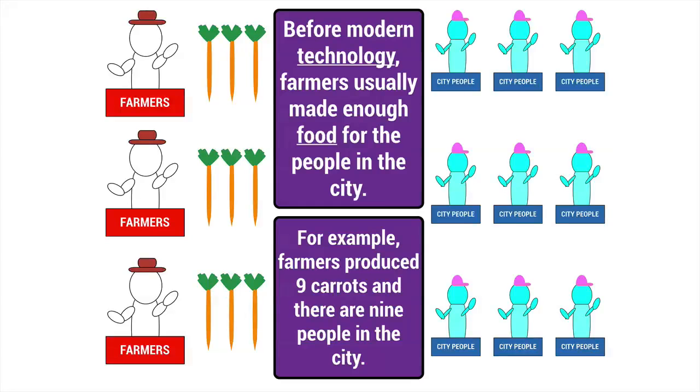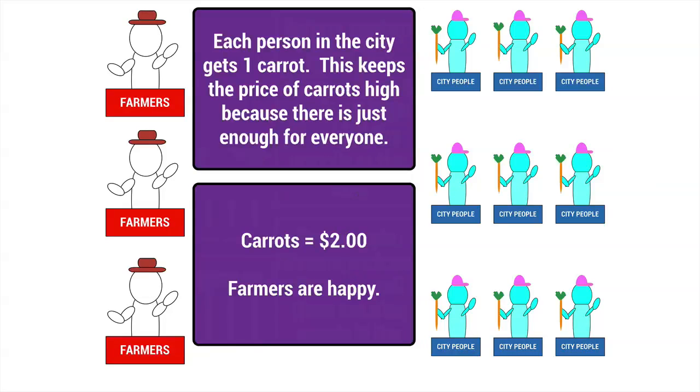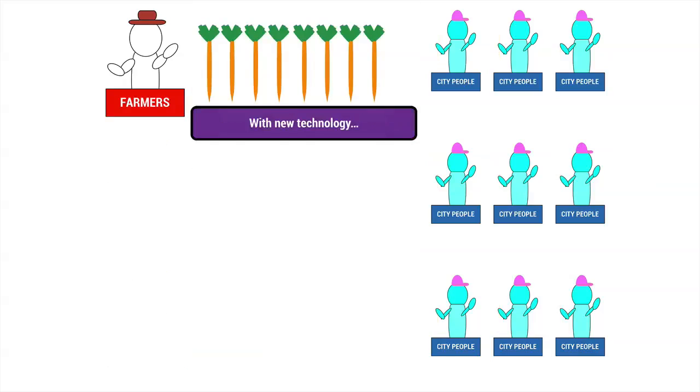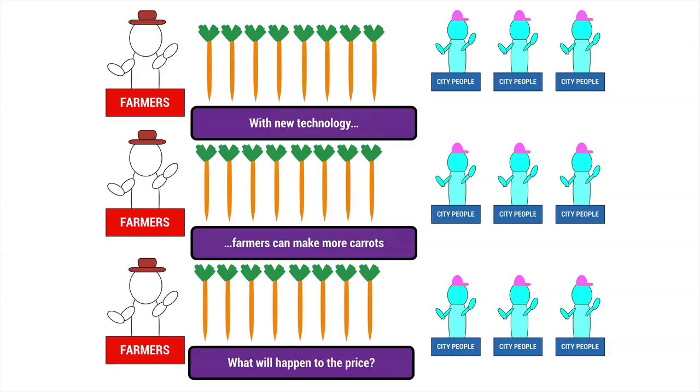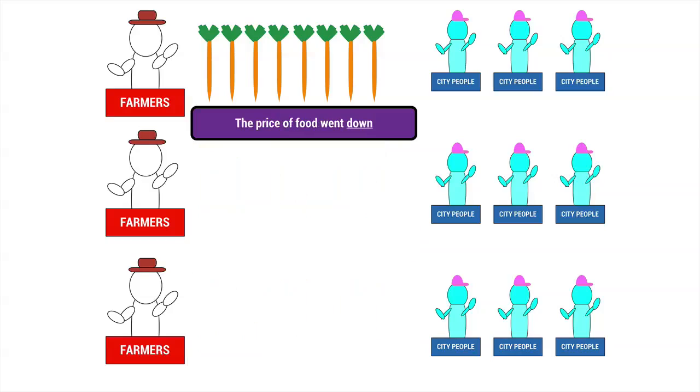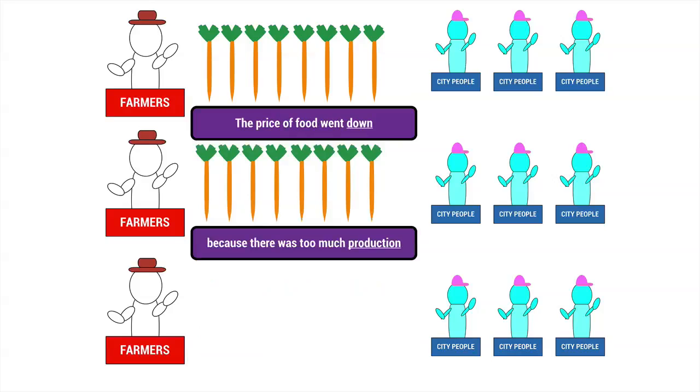Students will then look at how farm production affects people in the city. Farmers tend to be happy when there is not a surplus of food. However, with new technology, farmers can make more carrots, so what will happen to the price? Students will learn that the price of food went down and farmers started to lose money as a result of too much production.